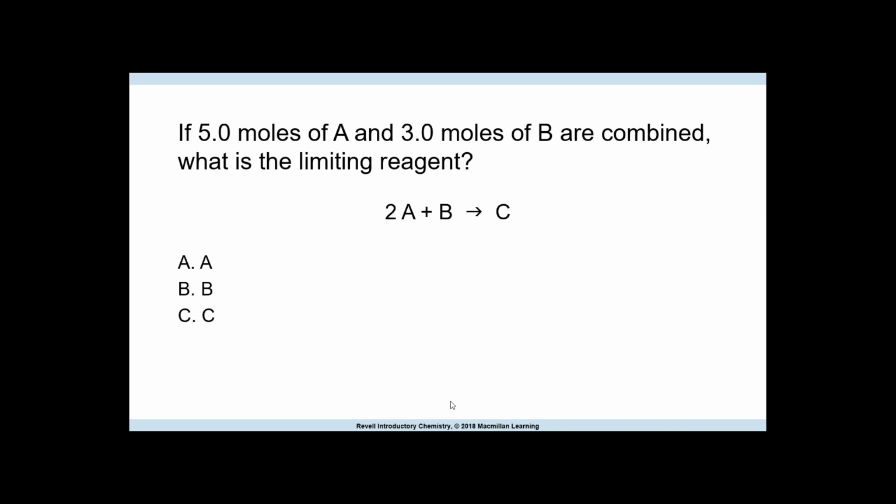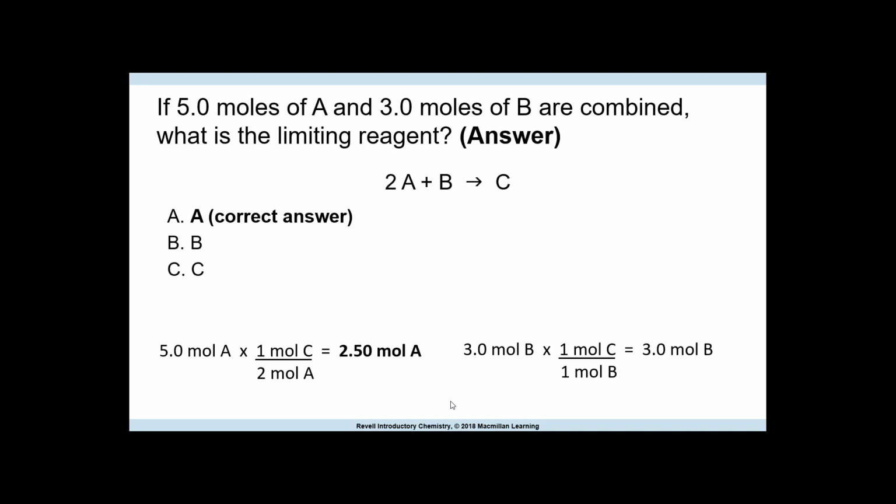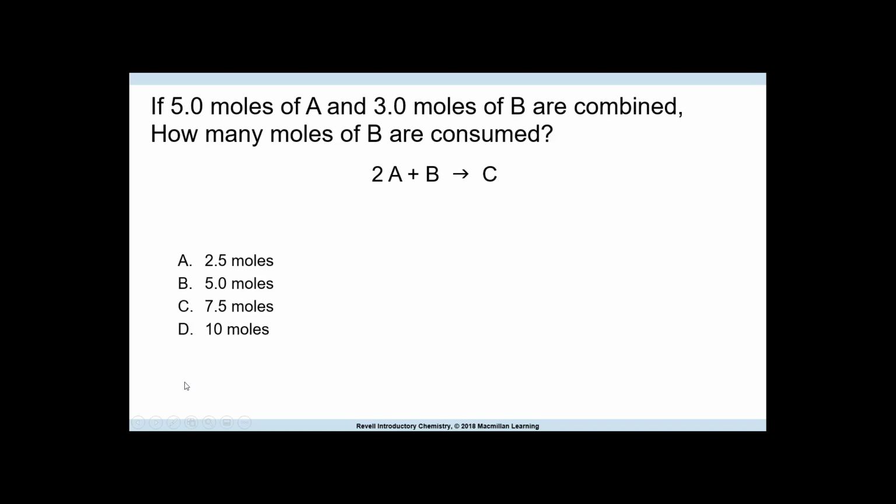If 5 moles of A and 3 moles of B are combined, what is the limiting reagent? So I've worked out these problems for you. Same steps. Remember I told you, same steps. They never change. And in this case, I have the limiting reagent is A. And you can see it's less amount because it's 2.5 moles of A. And I think I messed that up. That should be a C. I apologize. That should be a C here and not an A. But you can see this would be the lower amount that's produced. So A would be the limiting reagent.